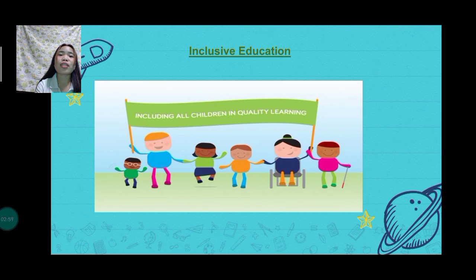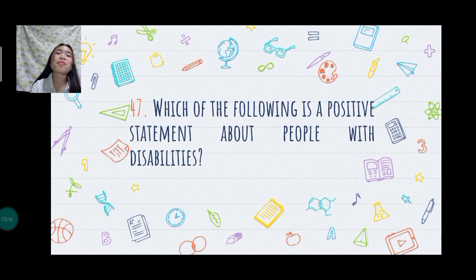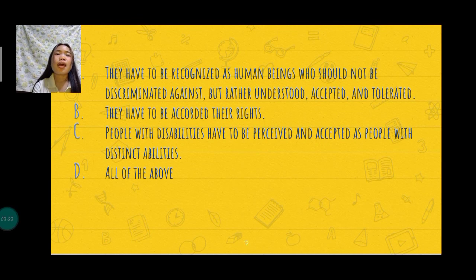So for inclusive education, the main point here is we should include all children and provide them quality learning regardless of the differences that they have, because a child is always a child regardless of a disability each may have. Let's proceed to number 47, and the question is, which of the following is a positive statement about people with disabilities? The choices are letter A, they have to be recognized as human beings who should not be discriminated against, but rather understood, accepted, and tolerated.